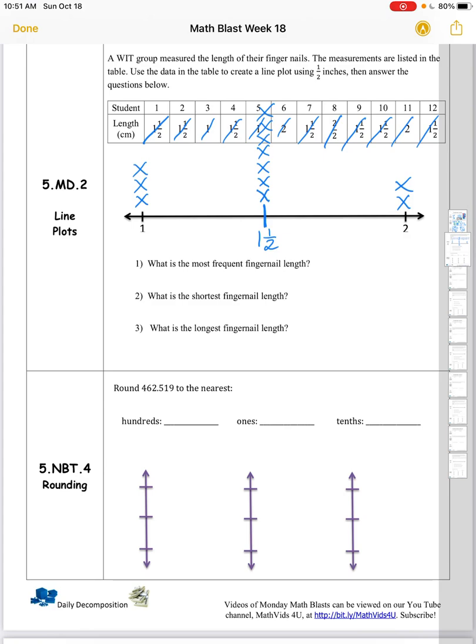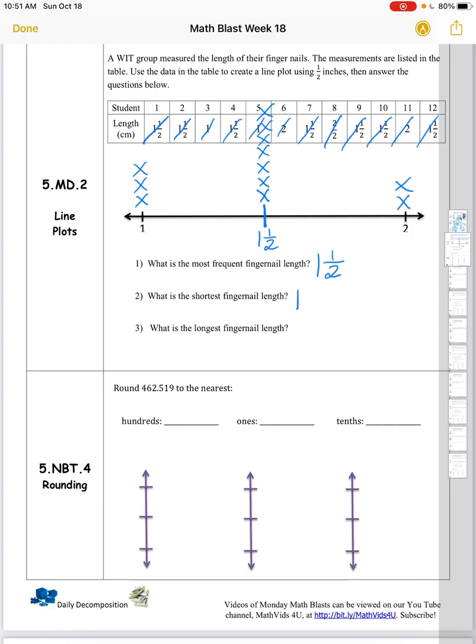So we can see that 1 and 1/2 has quite a few X's above it. 1 ended up with 3 X's above it. 1 and 1/2 ended up with 7 X's above it. And 2 ended up with 2 X's above it. What is the most frequent fingernail length? 1 and 1/2, because it had the most X's. It appeared in our data set the most often.